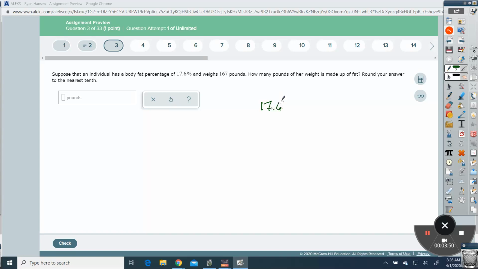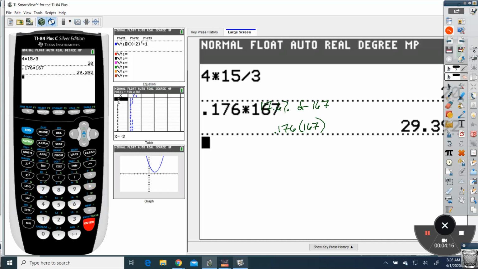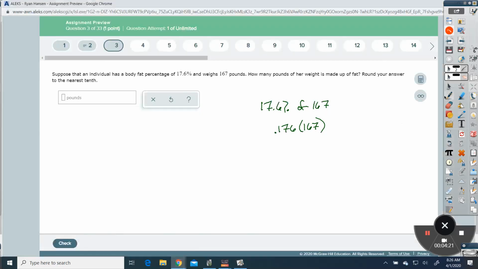So 17.6% of 167. So remember, of means times. Change this to a decimal. 0.176 times 167. So now you just go to your calculator. 0.176 times 167. And it's 29.39. So 29.39, it says round to the nearest tenth. So that's the hundredth, so that's going to round things up to be 29.4.